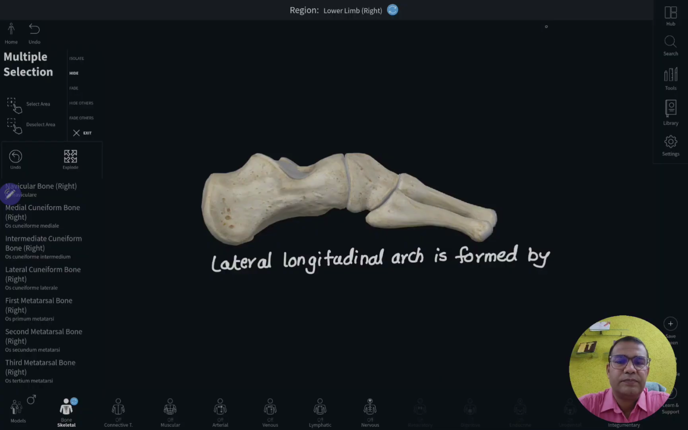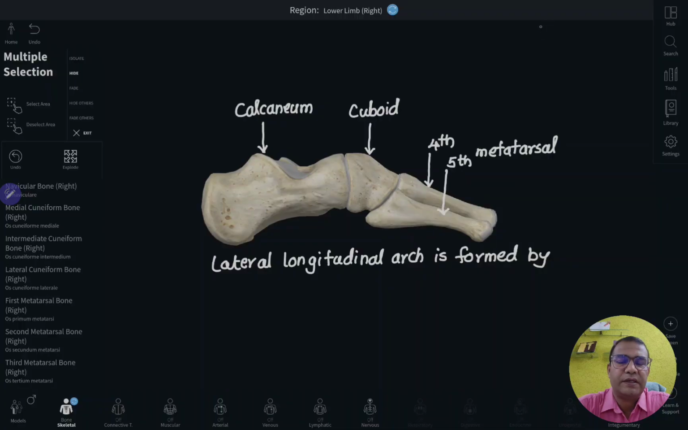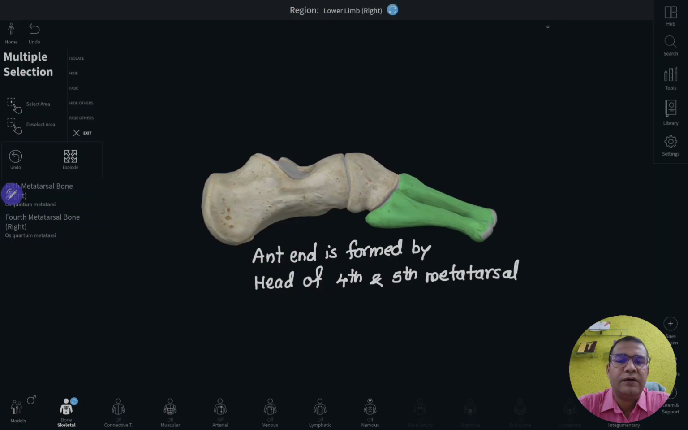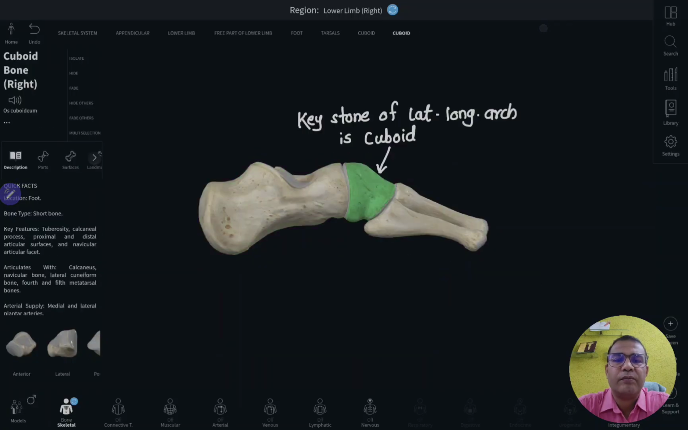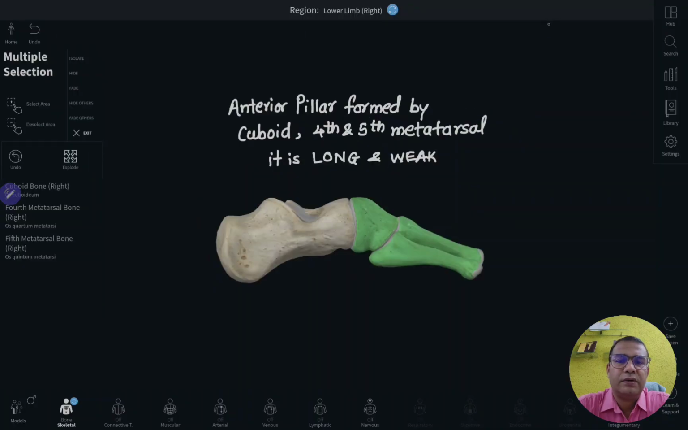Once again, please see it carefully. The lateral longitudinal arch is formed by calcaneum, cuboid, fourth and fifth metatarsal. Anterior end of this arch is formed by head of fourth and fifth metatarsal. Posterior end is formed by calcaneum. We know that anterior end is long and weak and posterior end is short and strong. Keystone of the lateral longitudinal arch is cuboid and the joint of the arch is calcaneo-cuboid joint.